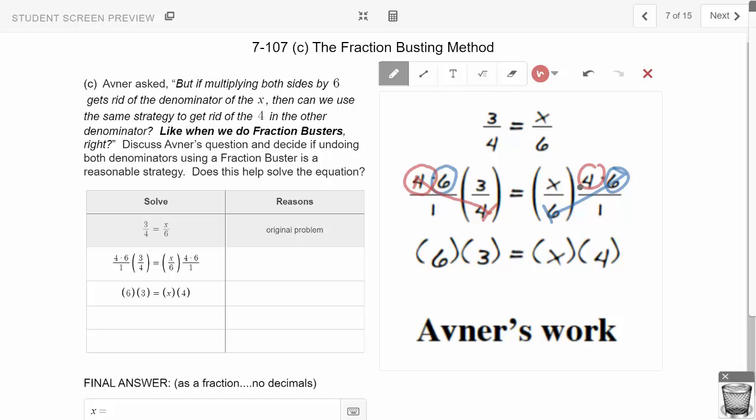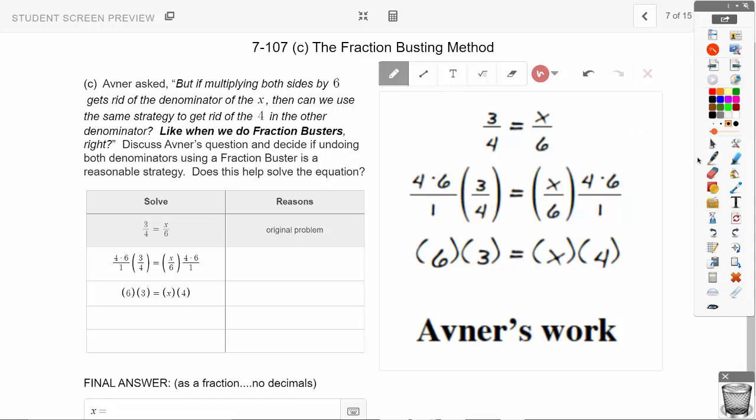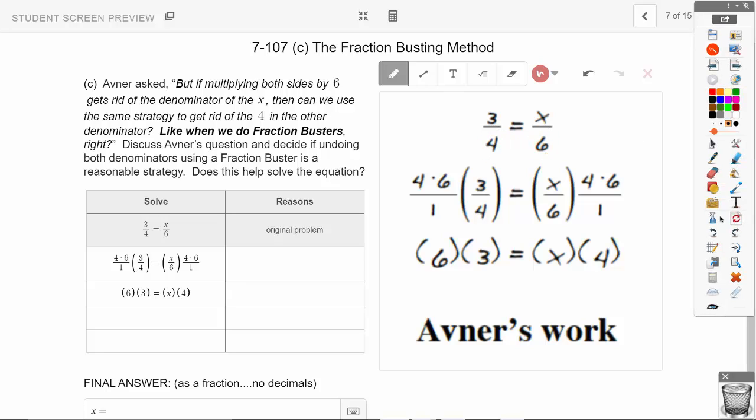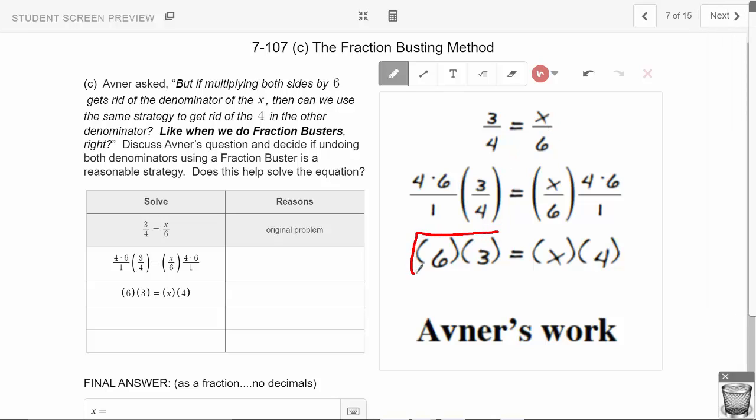Now, when we did this before, instead of multiplying by 4 and 6, we actually found the least common multiple, and we multiplied by 12, which is another way to do this problem, and I will show that in just a moment. But Avner's method actually has an interesting outcome that we're going to be able to use later. If he multiplies both sides by 4 and by 6, by both of the denominators, what he gets right here is 6 times 3. And what he gets right here is x times 4.